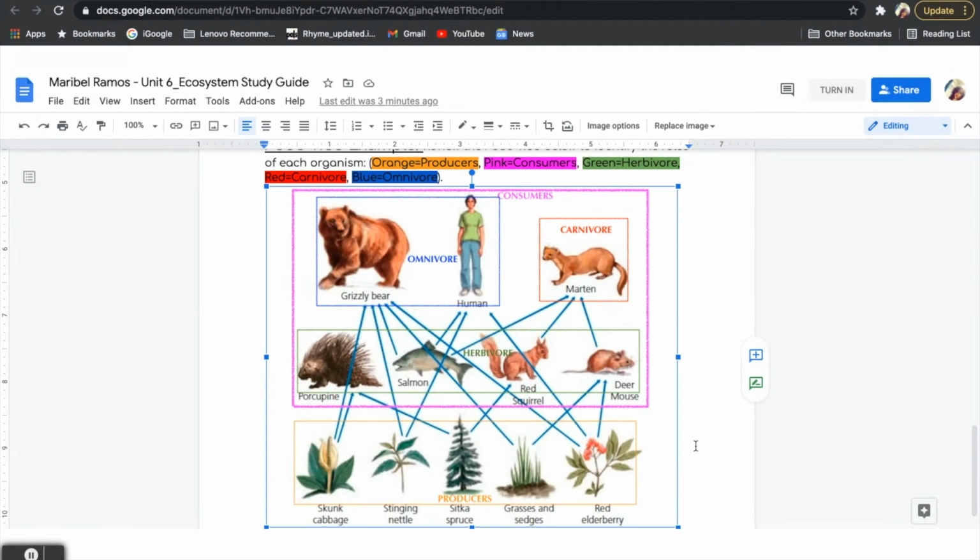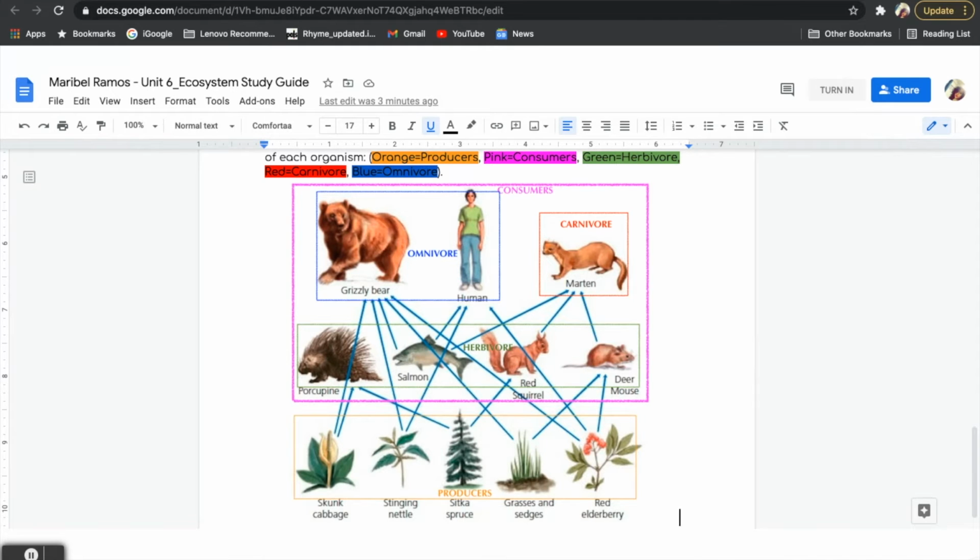Can you share on Edpuzzle an example of a producer on our food web? Thank you for sharing your thinking. If you said skunk cabbage, the stinging nettle, the Sitka spruce, grasses, or red elderberry, that is correct. All these plants are examples of producers. These producers are able to make food using the sun's energy and help themselves grow. When our producers are grown, they are able to help other organisms in ecosystems for food. For example, herbivores. Can you name some herbivores that we see on our food web?